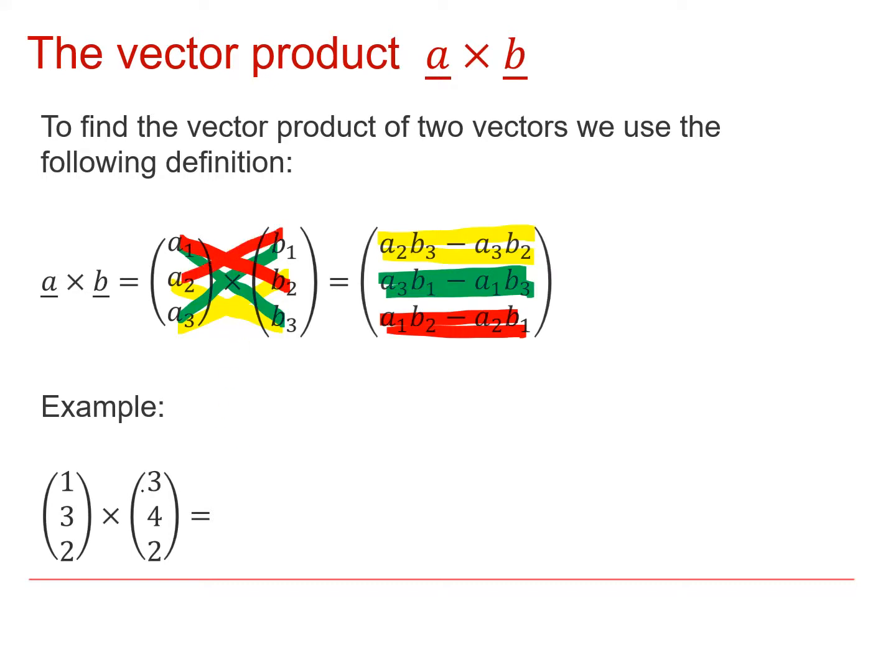So if we have a look at this example and calculate this cross product, for the X component I'll do 3 2s are 6, take away 8. For the Y component we'll do 6 take away 2, and for the Z component we'll do 4 take away 9. So we'll get minus 2, 4, minus 5.